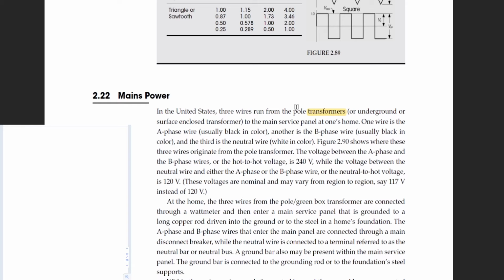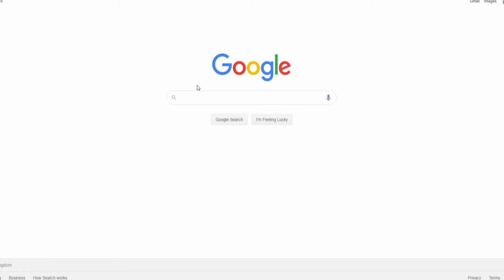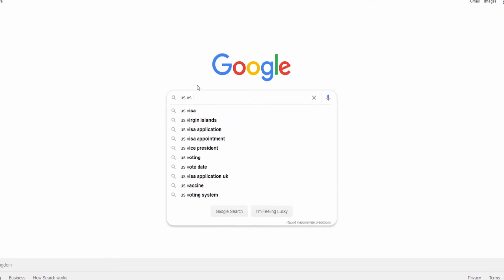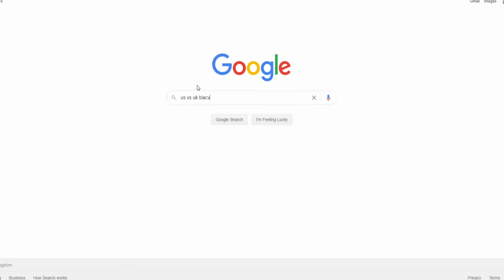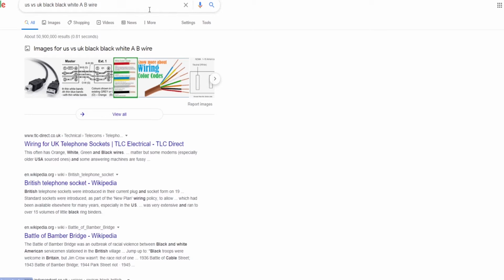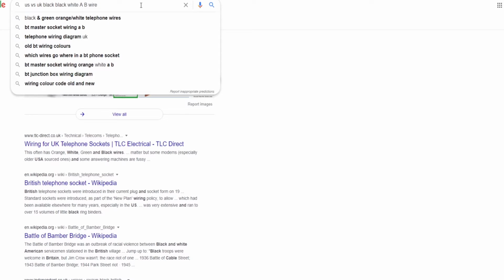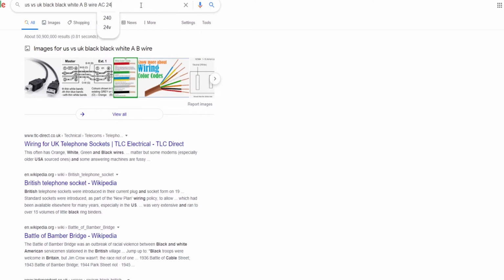I don't remember seeing this. Obviously, we're talking about United States here. Maybe I should look at the UK alternative. Should we try it? Is it worth our time? That's the question. US versus UK. Black, white, AB wire. AC 240 volts, 120 volts. So let's try and put in some keywords.